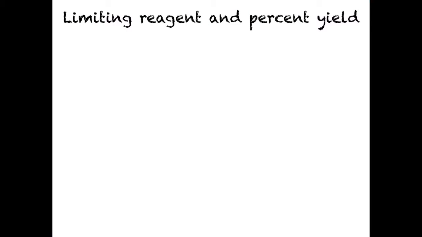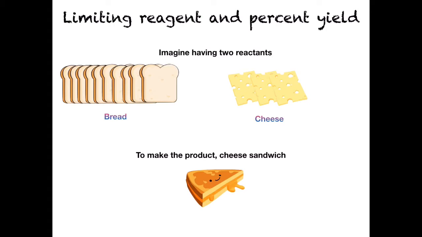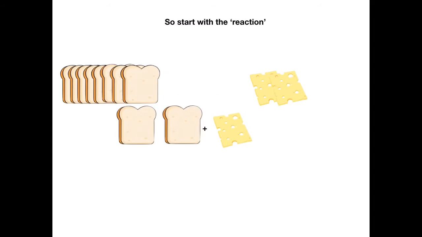Let me introduce you to limiting reagent in this hypothetical example. Imagine having two reactants, bread and cheese, to make a sandwich as a product. To make the sandwich, you will require 2 bread and 1 cheese in the middle. So start with the reaction: 2 bread, 1 cheese, the first sandwich.